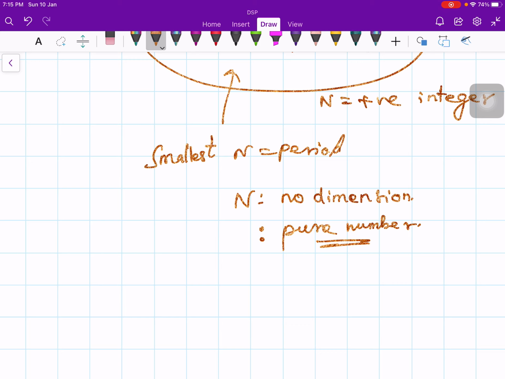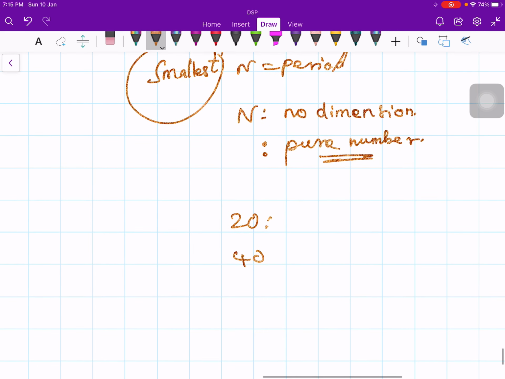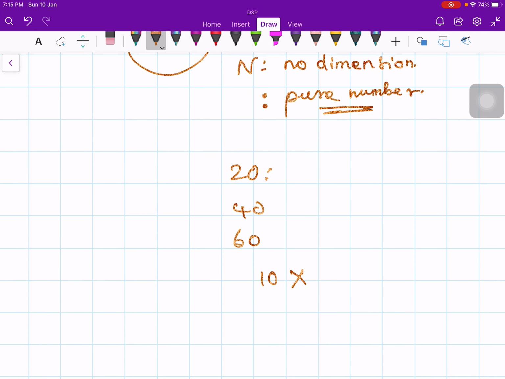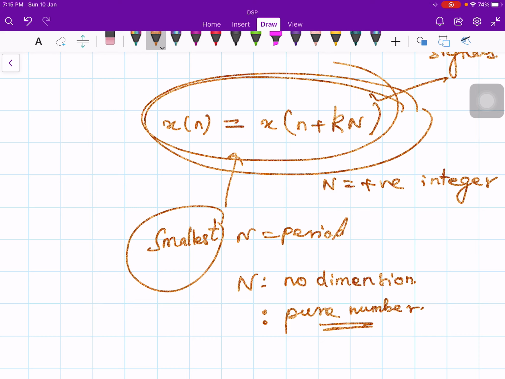Now the next question is, why is it the smallest capital N? Suppose, let's say, 20 is the period of a signal, then what will happen? This repetition will occur at every 40 or every 60 also, and so on and so forth. But the repetition will not occur for 10. It will not occur at 10. So the smallest value of n for which this relationship holds is called the period of the periodic signal or sequence.